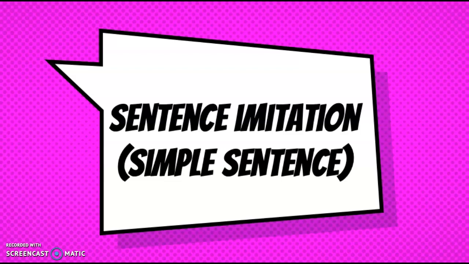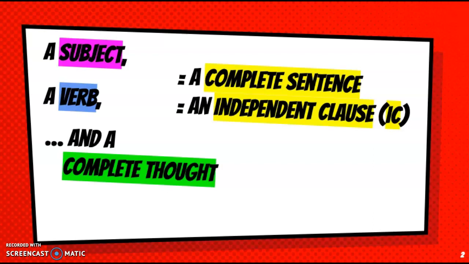When we look at elements of a complete sentence, we look at three main elements: a subject, a verb, and a complete thought. Each element is essential to create a complete sentence, otherwise known as an independent clause or an IC. And while a sentence doesn't necessarily need to be long in order to be complete, after all, you really only need a subject, a verb, and a complete thought.